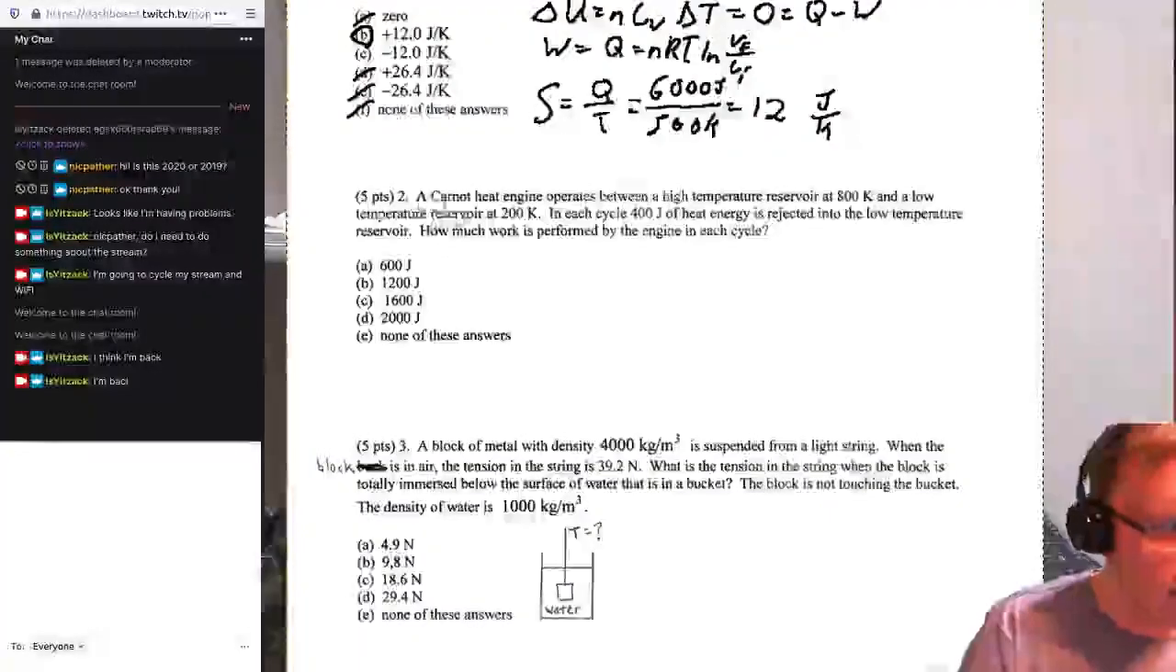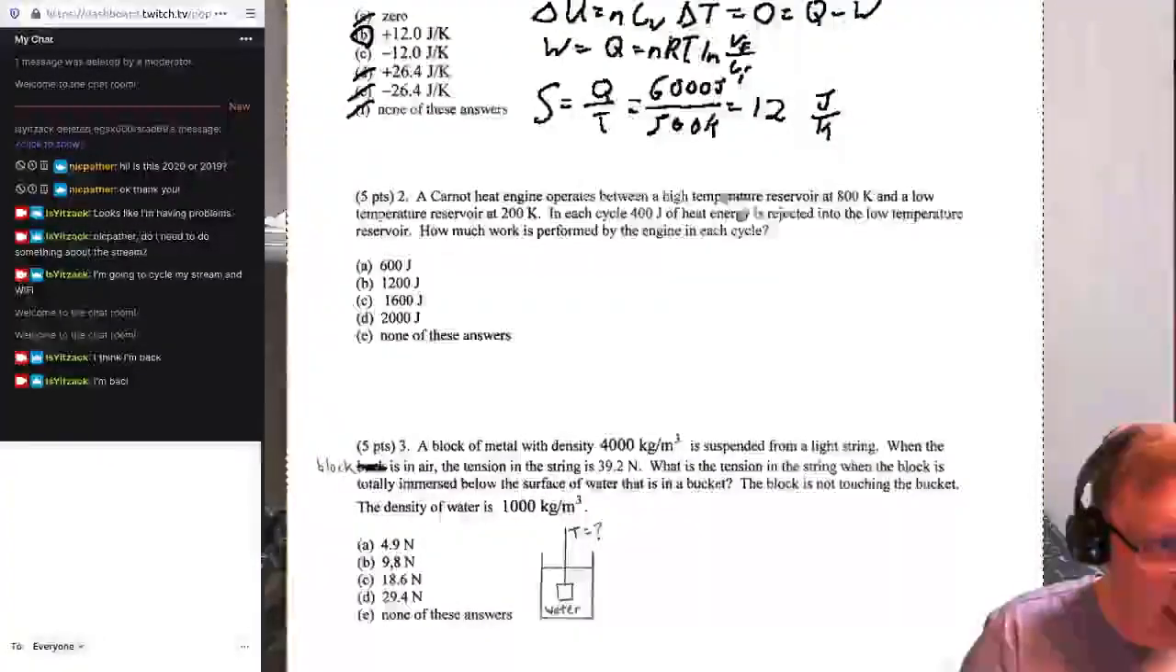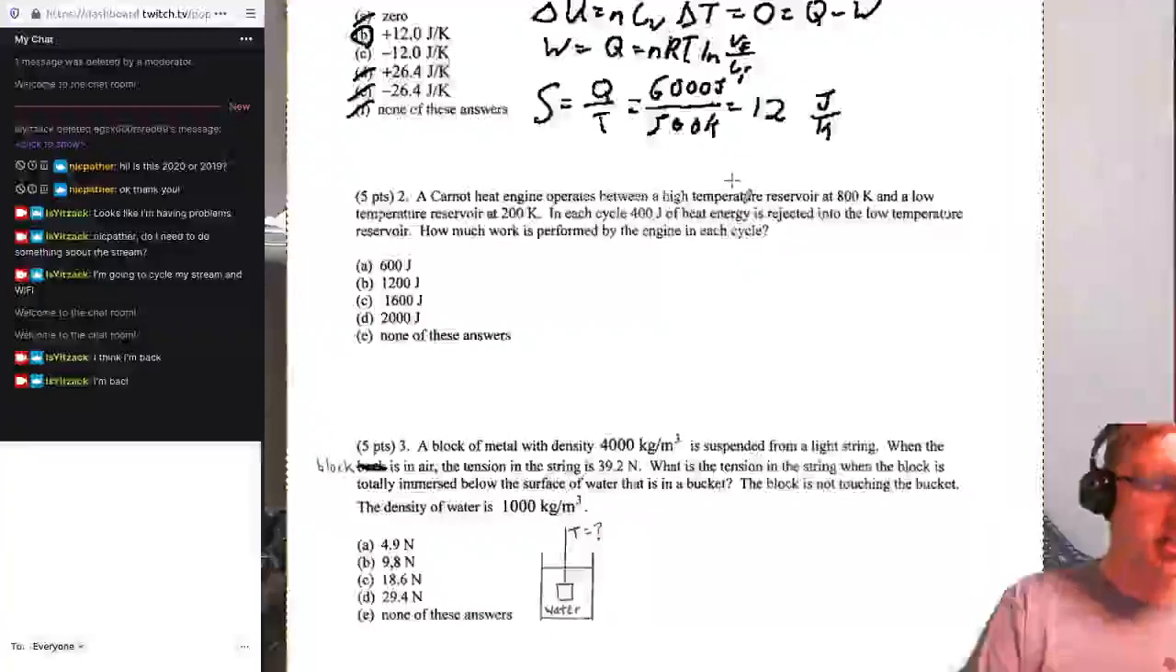Carnot engines. A Carnot heat engine operates between a high temperature of 800 Kelvin and a low temperature of 200 Kelvin. In each cycle, 400 joules of energy is rejected into the low temperature reservoir. How much work is performed by the engine in each cycle? Okay.